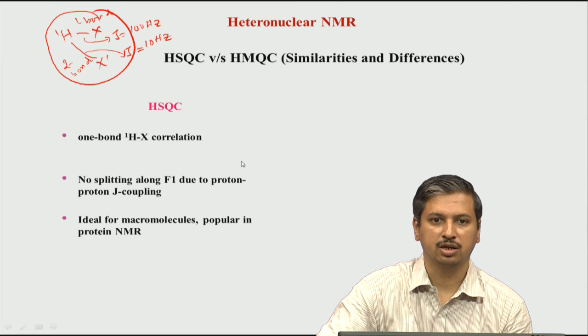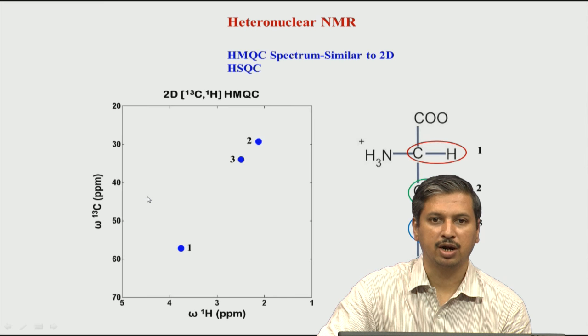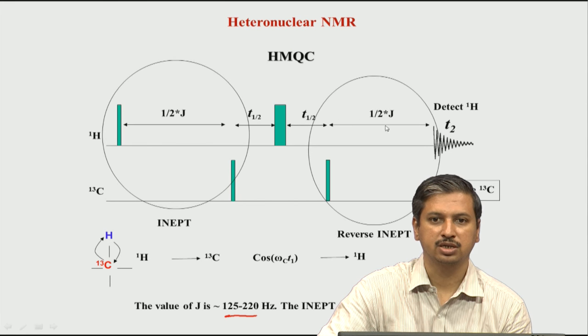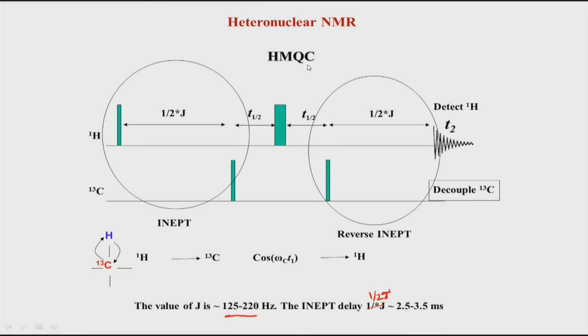So, now let us look at the other important feature of HSQC, that there is no splitting along the omega in the T1 axis due to proton proton J coupling. Now, what is this thing? Let us go back and visit the sequence. You can see here, this is for HMQC. Here what happens is, once you excite the proton, the first pulse, then there is no 180 degree pulse anywhere. Okay. So, the magnetization of proton remains in the x and y plane.